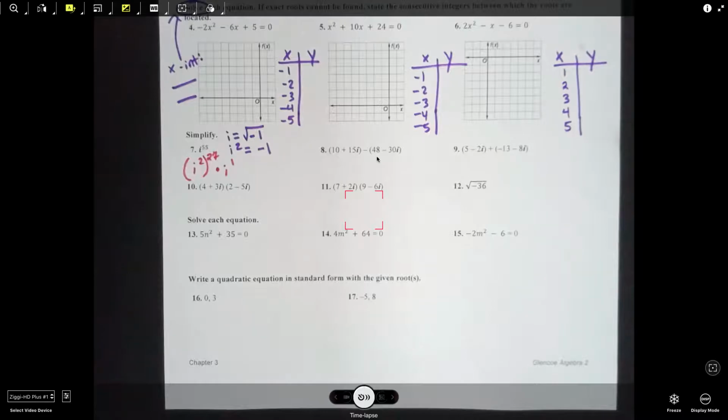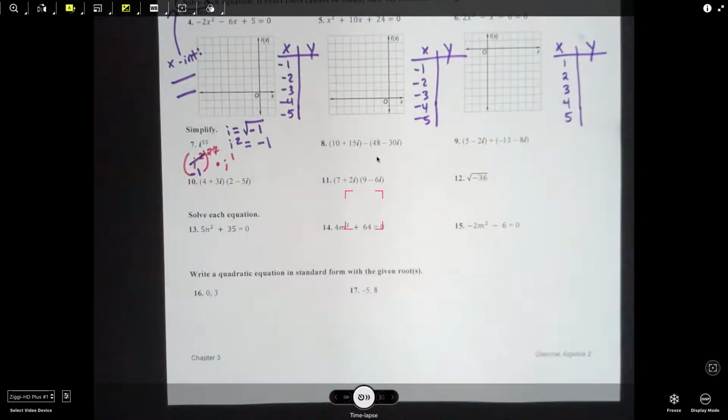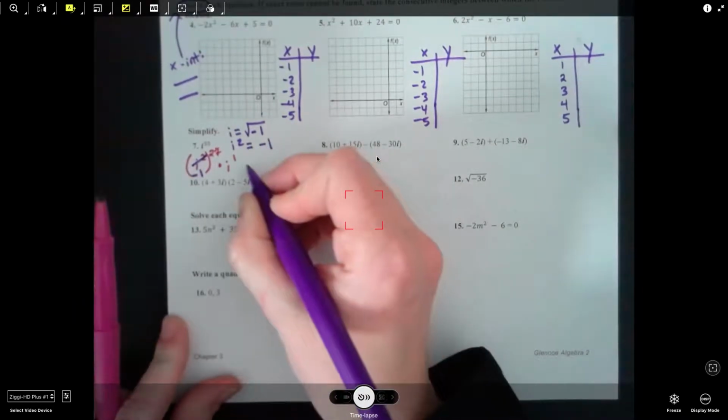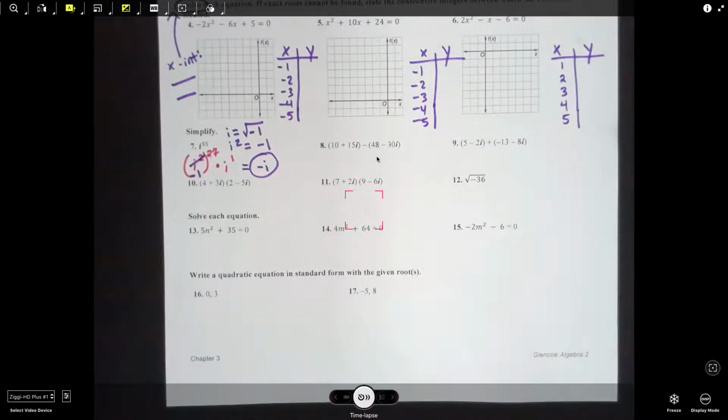Okay, i to the second power is -1, right? And if I take -1 times itself 27 times, you should get -1. It's still going to be negative, right? But then I have -1 times i. So it's negative i. -1 is here, i is here. So negative i. Good? Questions?